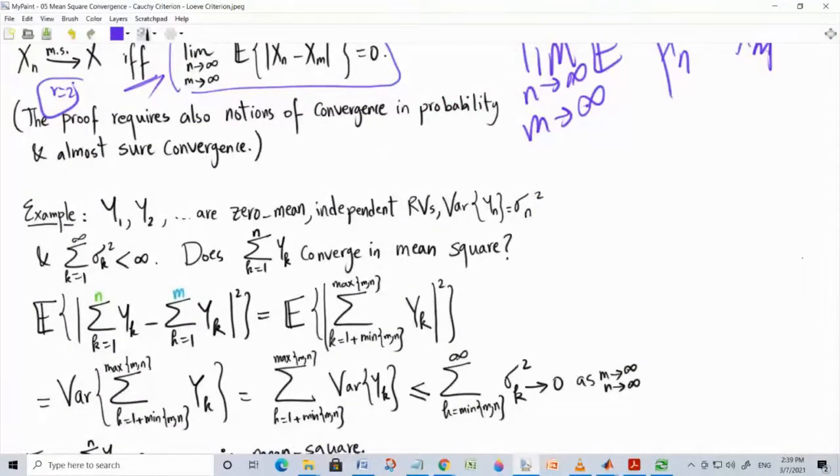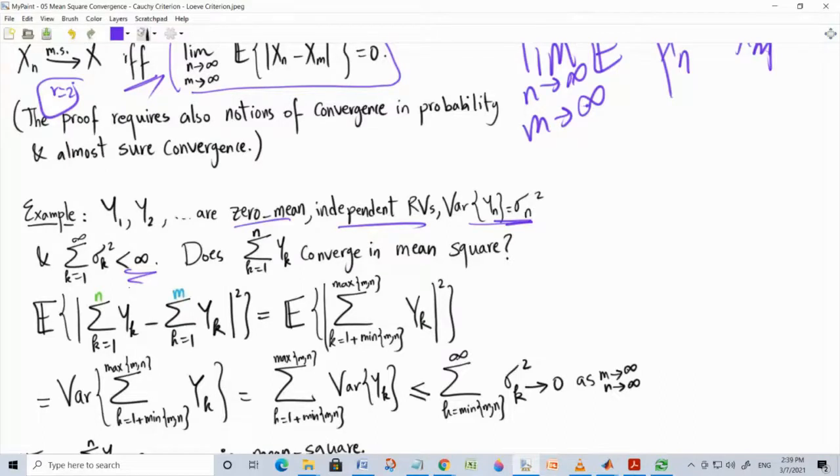So suppose I give you this problem. I give you this sequence of y's. They are zero mean independent random variables. The variance of yn is sigma n squared. So each y may have a different variance, and the sum of variances from 1 to infinity is a finite number.